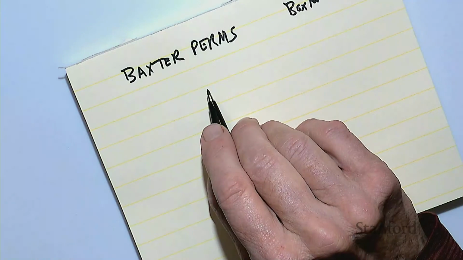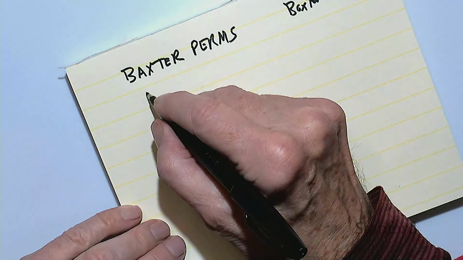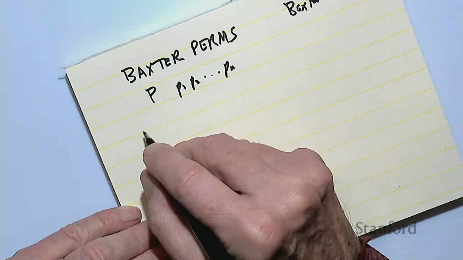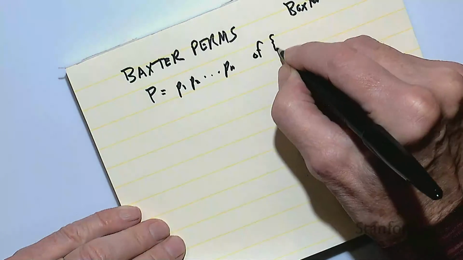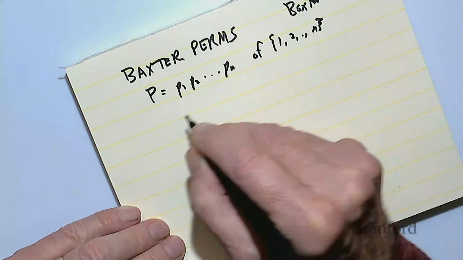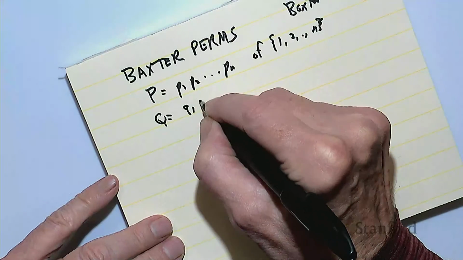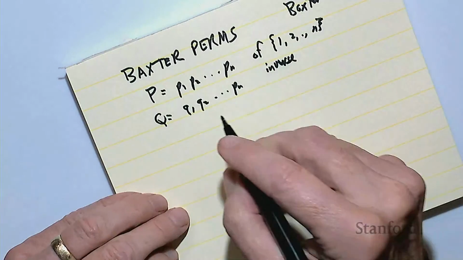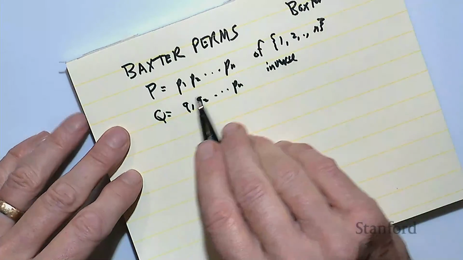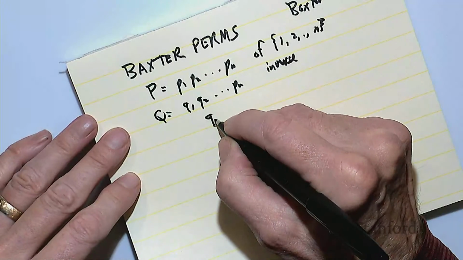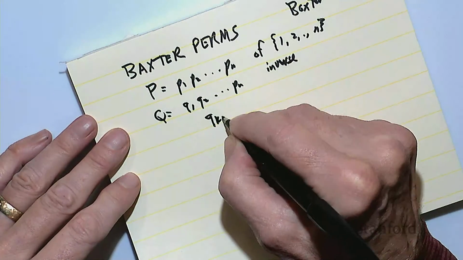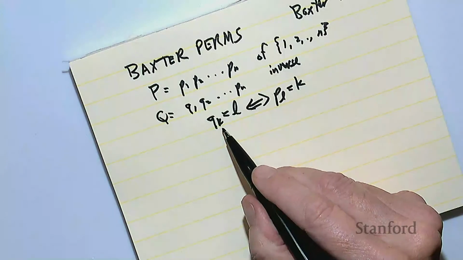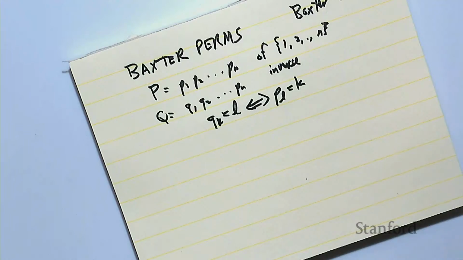So what are they? We have a permutation P of the numbers 1 to n, and then I take the inverse permutation Q. The idea is that the inverse permutation tells you Q K equals L if and only if P L equals K. It tells me where K appears in the permutation.